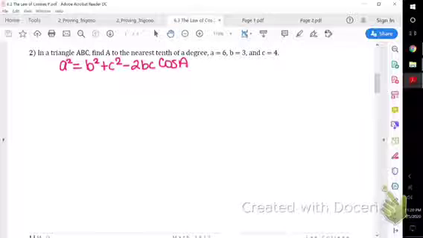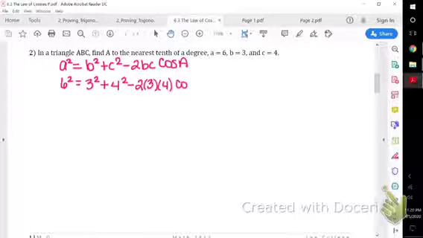And so we know side A is 6, side B is 3, side C is 4. I'm just saying the variables here. Okay, I'm going to plug in, I got minus 2 times sides B and C, so it's going to be 2 times 3 times 4 times cosine, and we don't know angle A, so that's going to be our variable there.